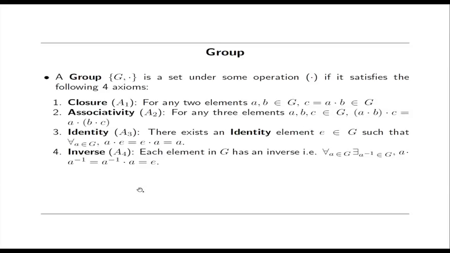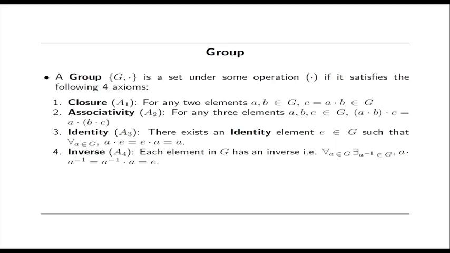So, this we have already talked about, and this is the existence of identity. There must exist an element E, which is called the identity element, and this is unique, such that A dot E is equal to E dot A is equal to A. And each element should have an inverse. For a given A, there must exist a B, which is called A inverse, such that A operated with B, A inverse, is equal to E, and we can operate on either side. Okay. So, if these four properties are satisfied, then we call it a group.